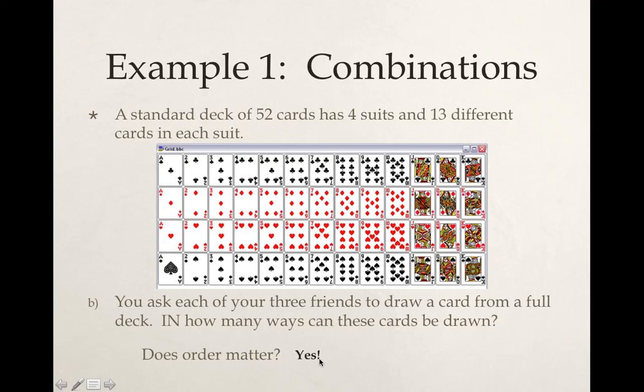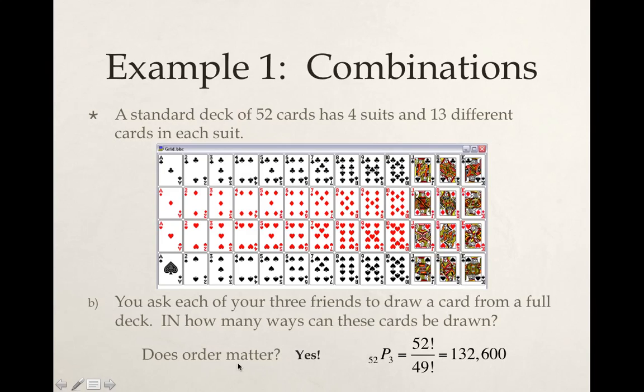And therefore, to set it up, we need to go back to permutations. So 52 cards taken 3 at a time now, because we just have 3 friends drawing, is going to be set up as 52 factorial over 49 factorial, that's the 52 minus 3, and that's going to be equal to 132,600 different possible ways that your 3 friends could draw a card each.